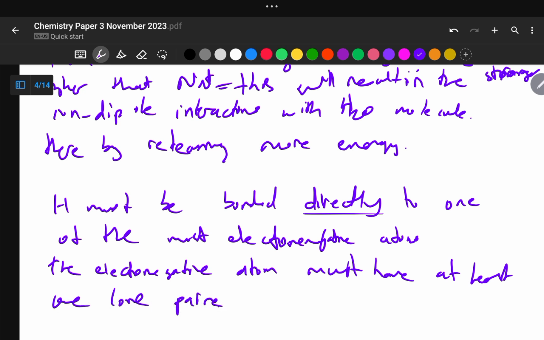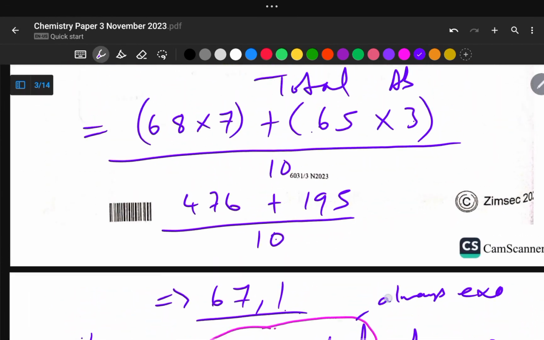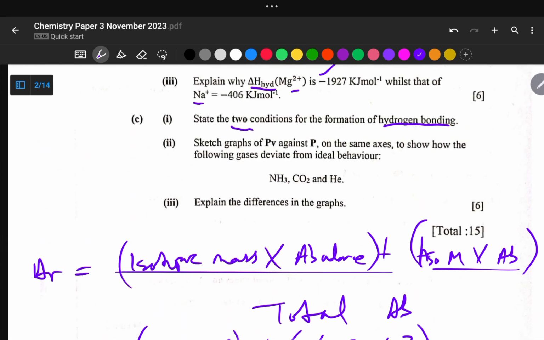So examples for these atoms, we are going to have fluorine, nitrogen, and then oxygen, right? So these are the electronegative atoms, right? And then we are moving on to the next part. So the next part says, sketch a PV against P on the x-axis to show how the following gases deviate from ideal behavior. So you've got ammonia, carbon dioxide, and then helium.